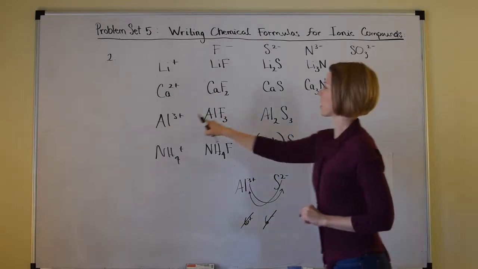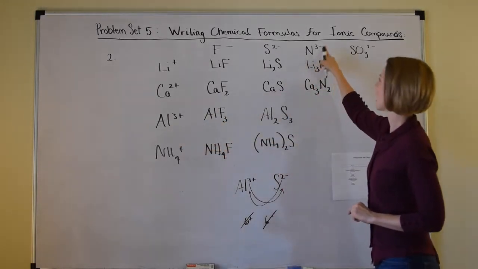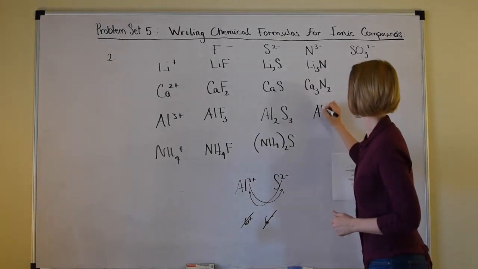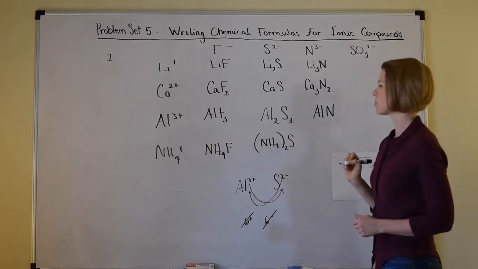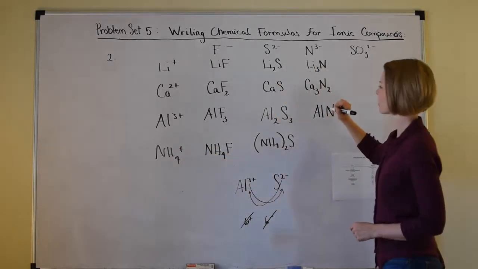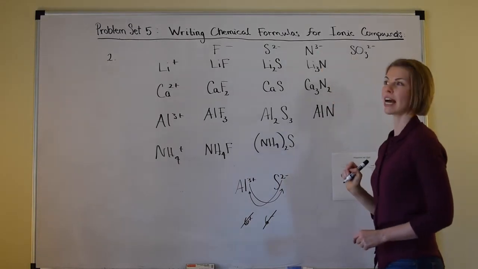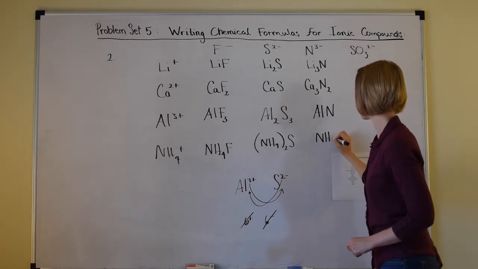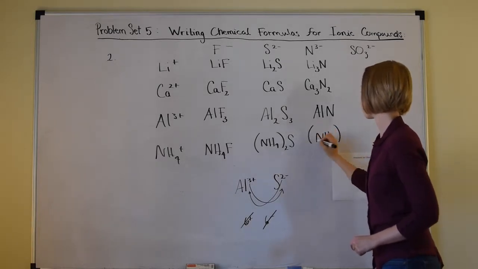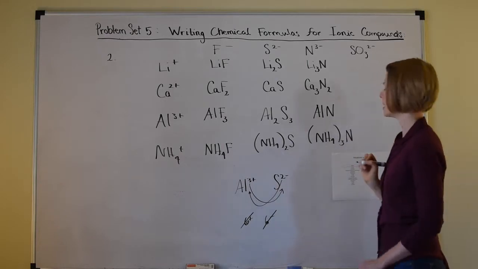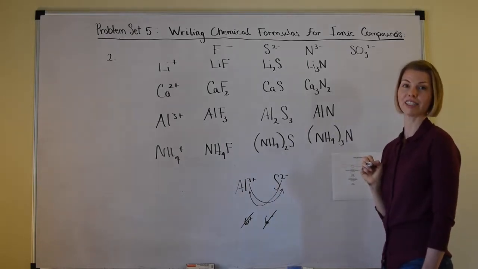All right, aluminum has a 3+, nitride has a 3-, 1-to-1 ratio. Nice and easy that way. Looks kind of funny, but that's the answer. All right, and ammonium has a 1+ charge. Nitride has a 3- charge. So it's going to take 3 ammoniums. You're going to need the parentheses here to balance out the charge on just one nitride anion.